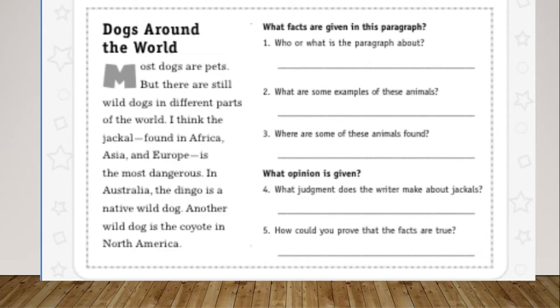So when we think about this, who or what is this paragraph about? Well, it's about dogs around the world. Some examples are jackals, coyotes, dingoes. These are all facts. Right now, the author is talking about these specific things, right? They're talking about dogs. Those are real. That's a fact. They've named different types of wild dogs and where some of these animals are found.